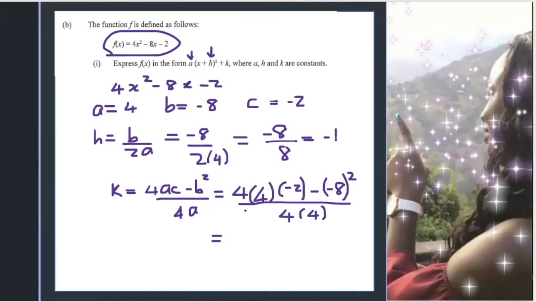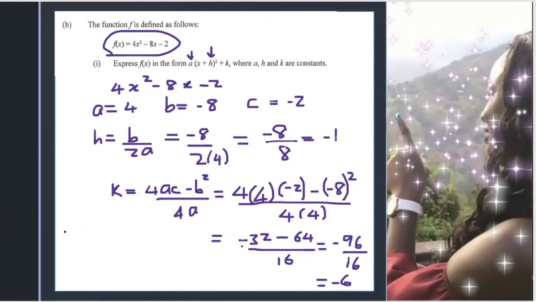Now multiplying 4 is 16 times minus 2, that's negative 32, minus 8 squared, that's 64, over 4 is 16. So minus 32 minus 64, that's minus 96. So we have minus 96 over 16. So dividing this, we will have negative 6.